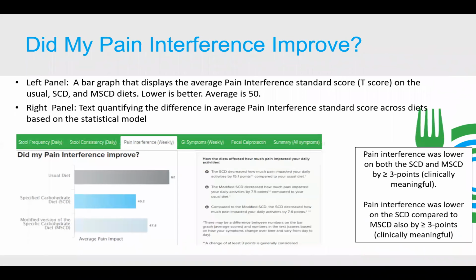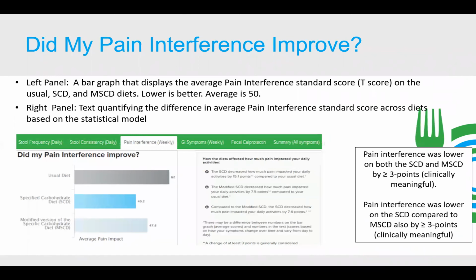Now we're going to look at pain interference. Again, two panels, the bar graph panel and the text panel. In this case, remember, we're looking at PROMIS scores. So the bar graph is displaying the average pain interference T-score or standardized score on the usual, SCD and MSCD diets. Lower is better, and an average is 50.